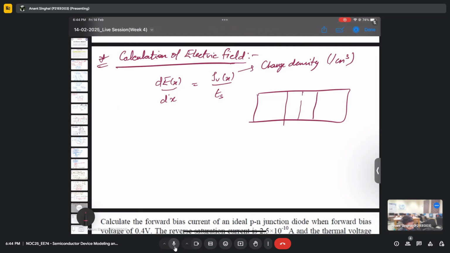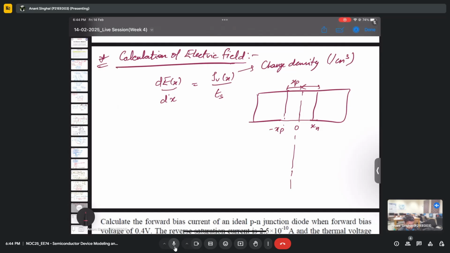What we are interested in is the junction, right? So let's say this is 0. This is xn, the depletion width on the n side, and this is xp, the depletion width on the p side. I'm writing it here as minus xp because I've taken the junction as 0.